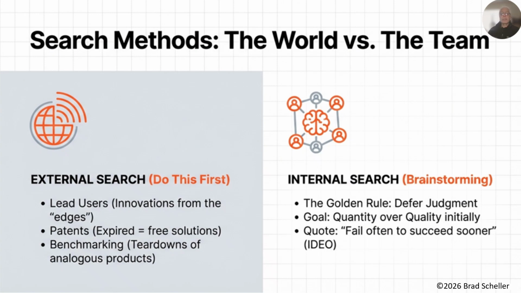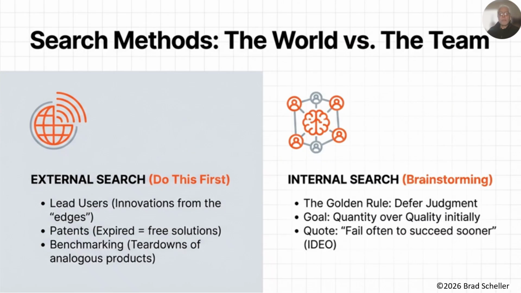Next, internal search. Now, this is where traditional brainstorming happens, but let's do it right. The golden rule, defer judgment. During ideation, there are no bad ideas. Criticism kills creativity. Save evaluation for the selection phase.